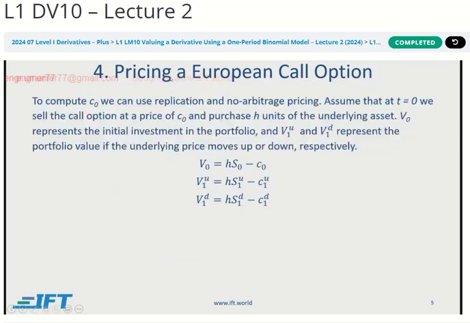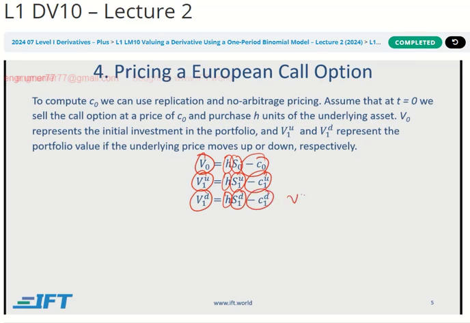Now, the first thing is that the value today is the hedge ratio multiplied by the spot price today minus the call option premium today. The value tomorrow in case of an up move will be the hedge ratio multiplied by the spot price if it goes up minus the call option value if it goes up. The value tomorrow if it goes down will be the hedge ratio multiplied by the spot price if it goes down minus the call option value.